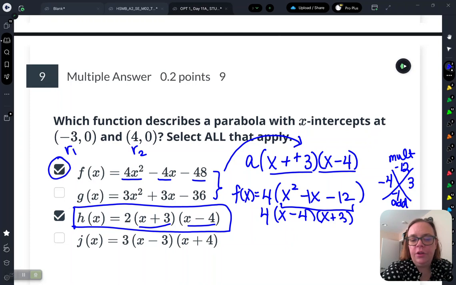If you try and factor g of x, it will not give you those same x plus 3 and x minus 4s.